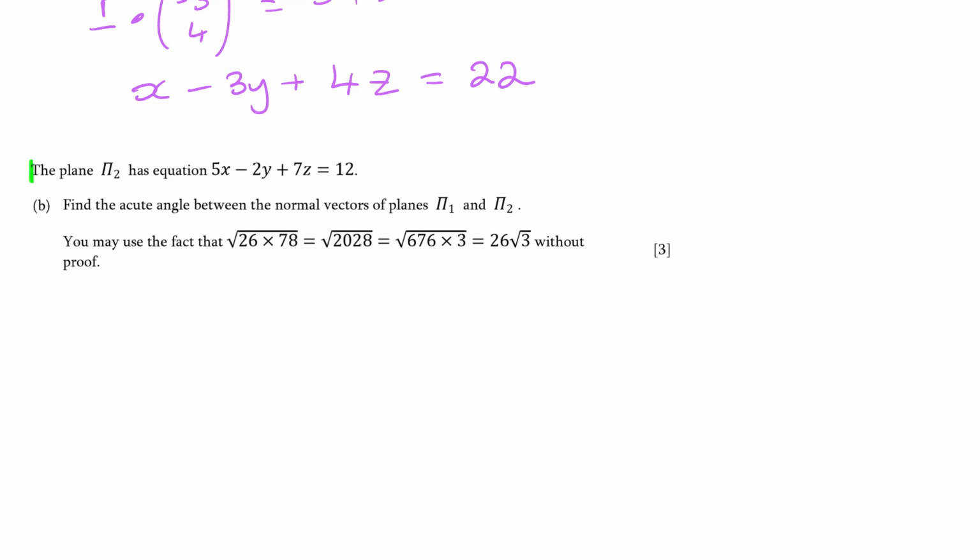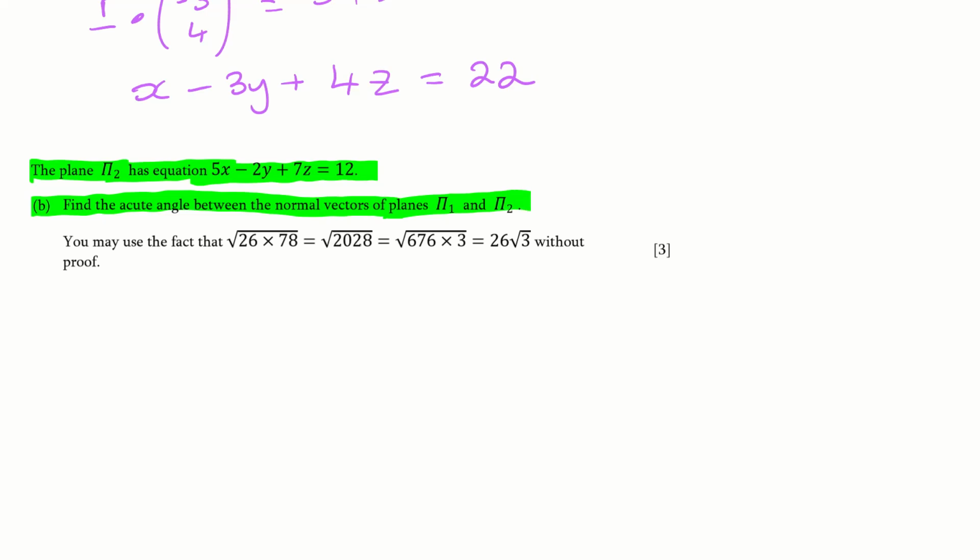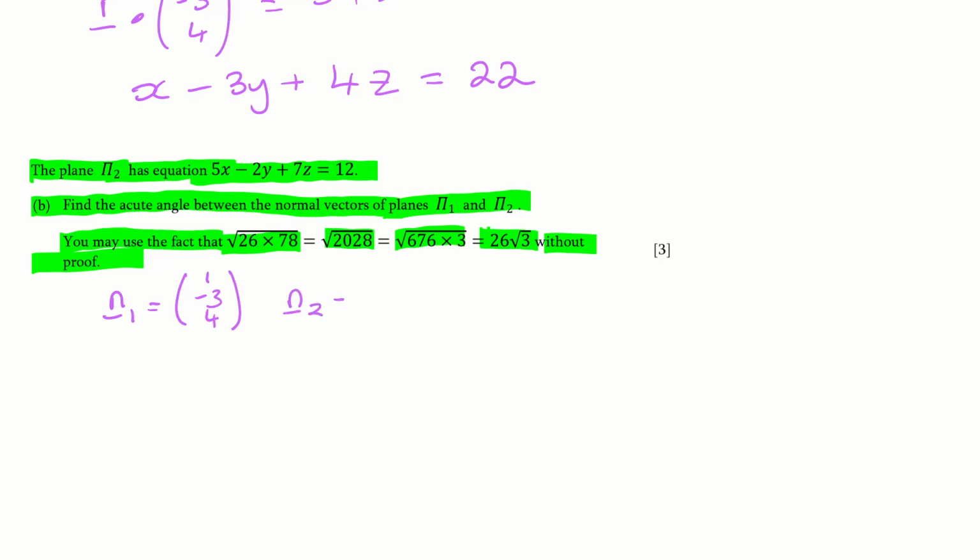Okay, the plane pi2 has equation 5x - 2y + 7z = 12. Find the acute angle between the normal vectors of planes pi1 and pi2. We may use the fact that root 26 times 78 is root 2028, which is root 676 times 3, which is 26 root 3, without any proof. Okay, so n1 we know was (1, -3, 4). n2 was (5, -2, 7).